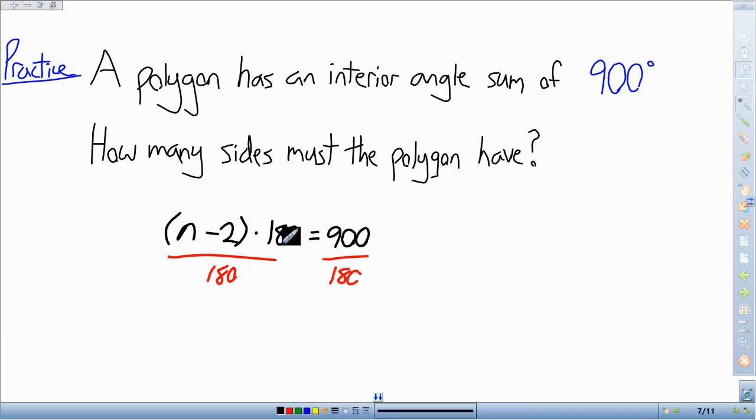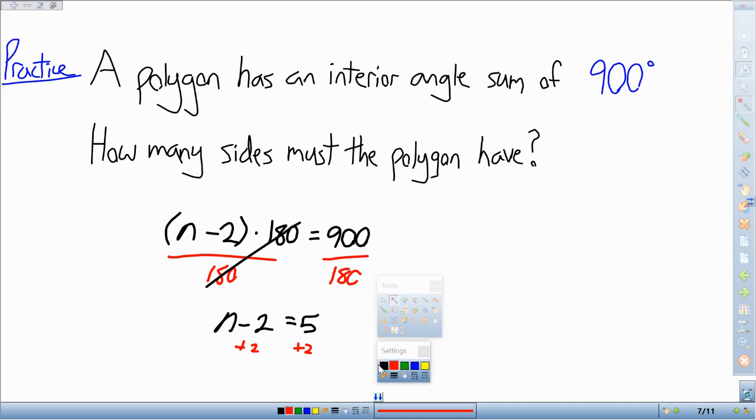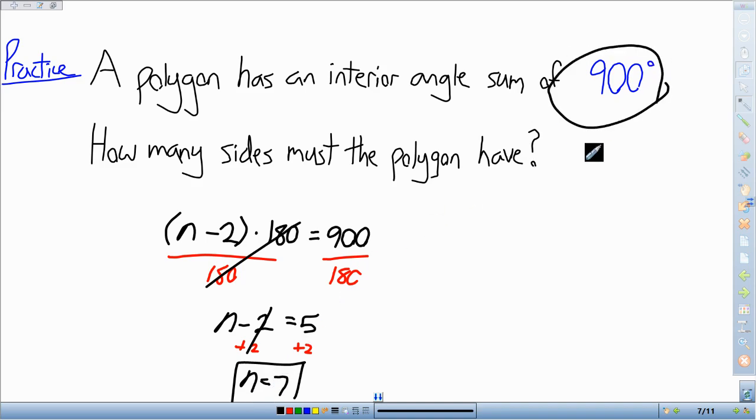Okay, so they're gone. I have the n minus 2 on the left. On the right, 900 divided by 180 gives me 5. Okay, adding 2 to both sides, and it looks like the number of sides that this polygon has is 7. Okay, so a 7-sided polygon, those 7 interior angles, when added together, add up to 900 degrees. Not something you have to memorize, but it's just kind of a good thing to wrap your brain around.